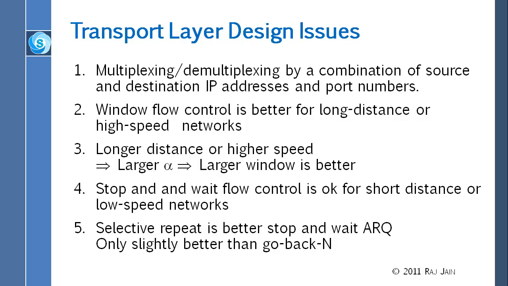Stop and wait flow control is okay for short distance or low alpha. Again, as your alpha goes up, you need windows, and you need selective repeat. Selective repeat is not required if the alpha is small. The window is small. So those are the conclusions. As the propagation delay goes up, alpha goes up, and the efficiency goes down. So the long distance networks are tough to handle and the high speed networks are tough to handle. And so that brings us to the end of that.